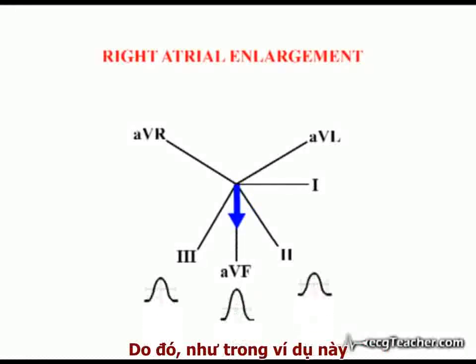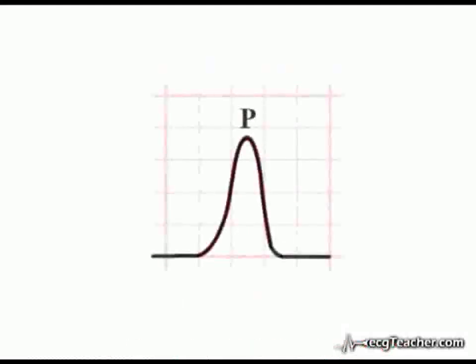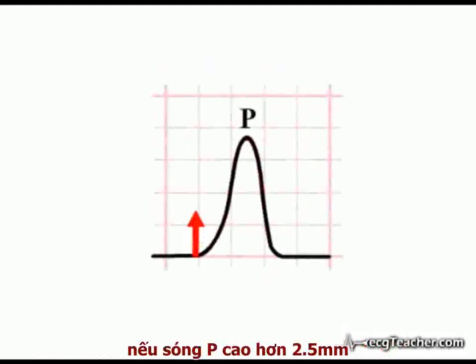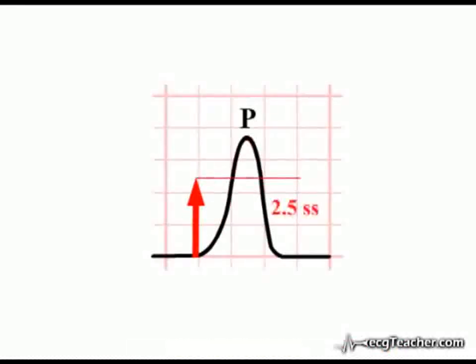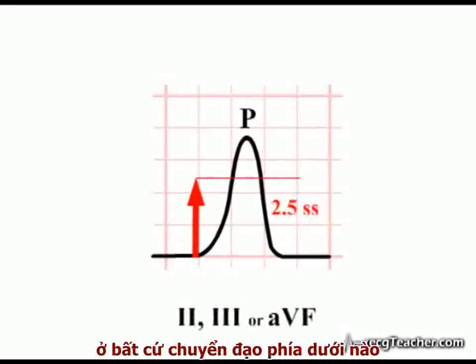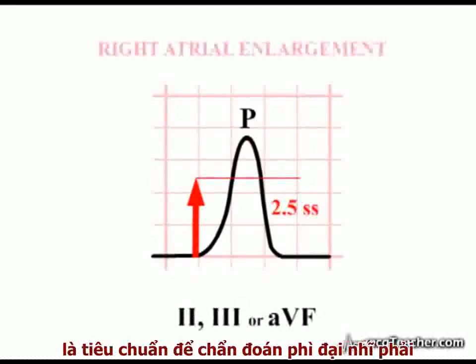Hence, as shown here, in right atrial enlargement, the P wave in lead AVF can become more prominent than that in lead 2. In practice, a P wave taller than 2.5 millimeters, that is 2.5 small squares, in any of the inferior leads is indicative of right atrial enlargement.